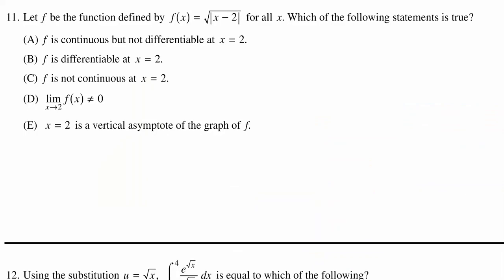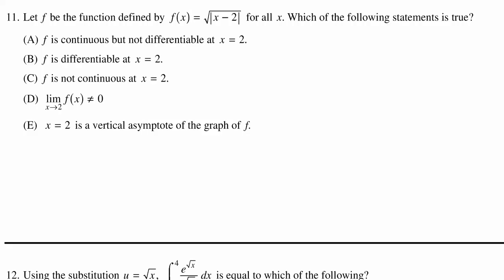For all x, which of the following statements is true? F is continuous but not differentiable at 2. I would say it's for sure continuous. There's no values. Usually we'd say it has to be greater than 0, but any absolute value is greater than 0, so we're good there.